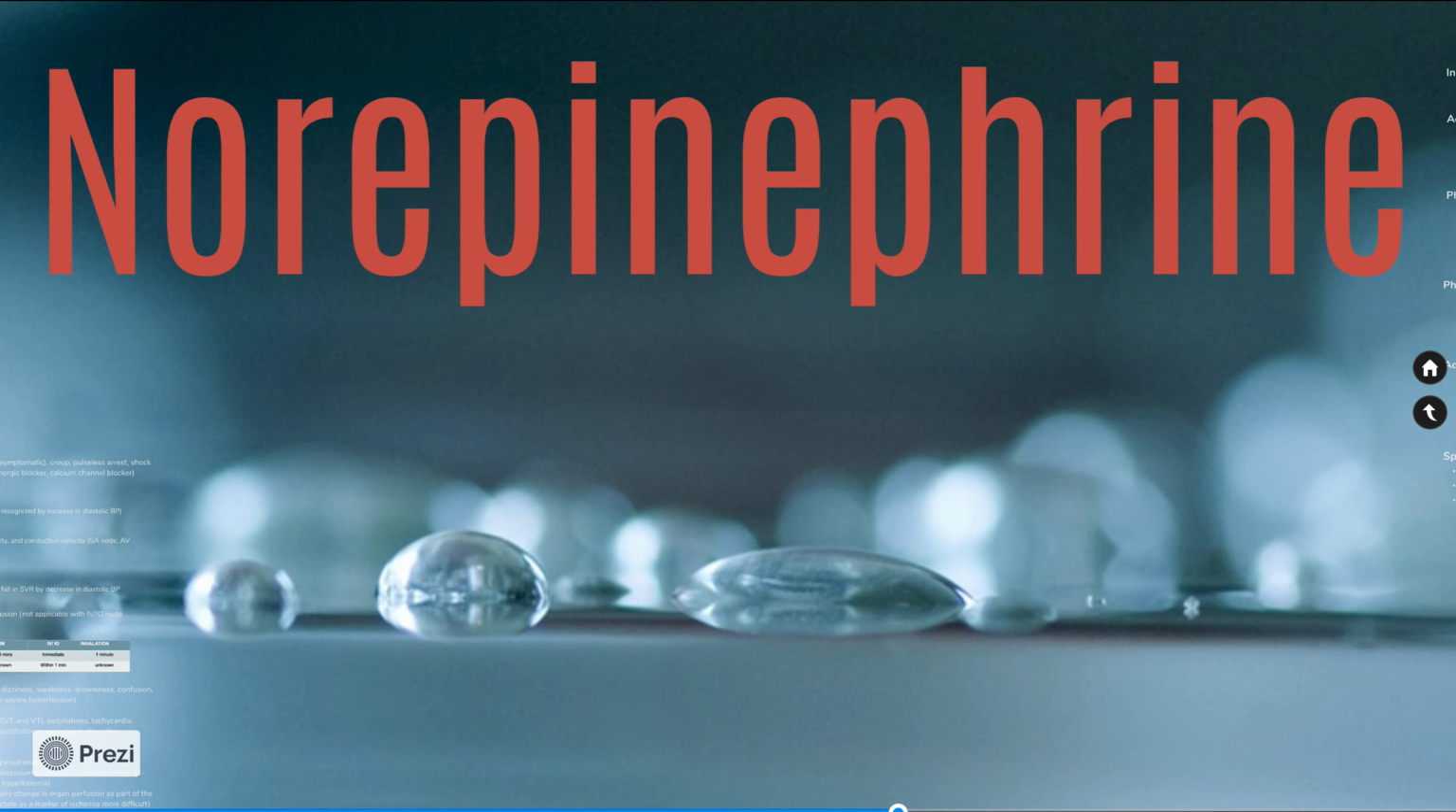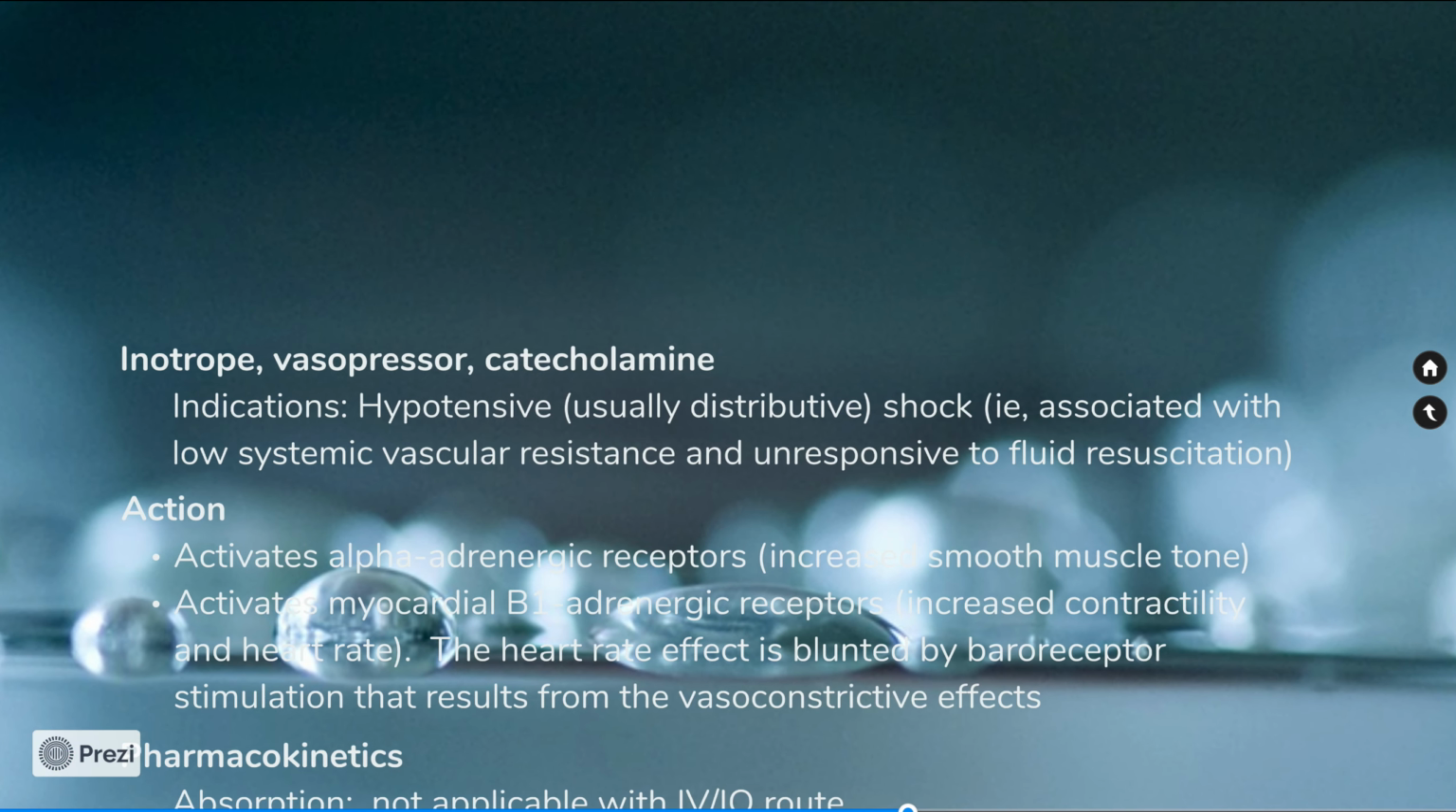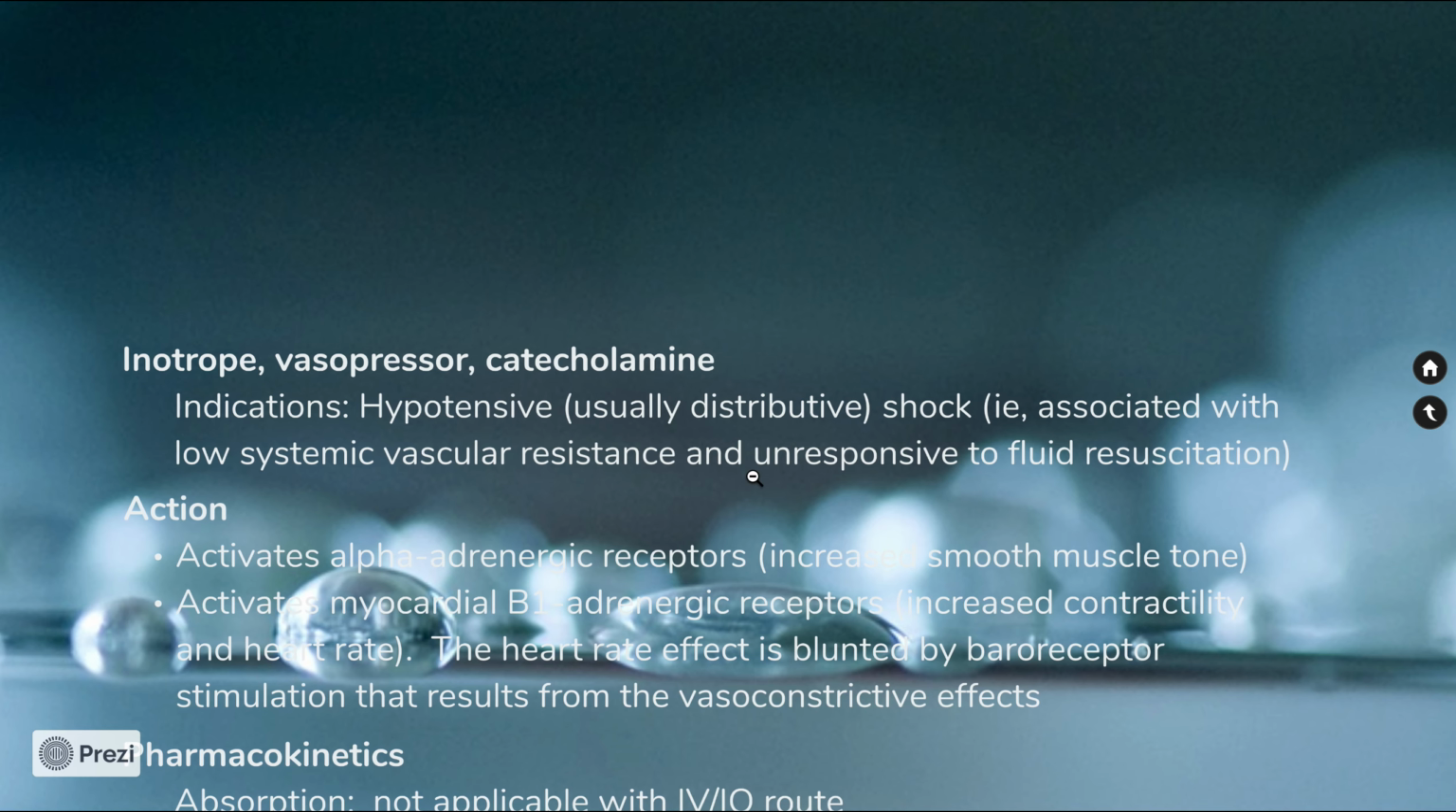The other drug that can be used in the management of patients post-cardiac arrest is norepinephrine. It is an inotrope, a vasopressor, and a catecholamine. You will be familiar with norepinephrine since it is the other molecule aside from epinephrine that is driving the adrenergic response in the body. So, you have norepinephrine indicated for hypotension, usually distributive shock.